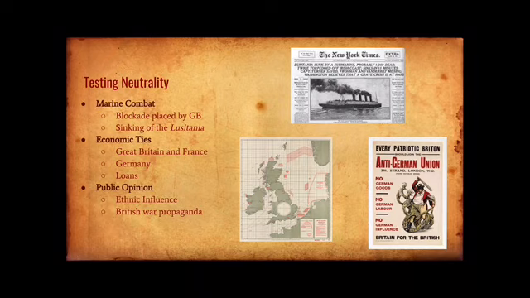And Germany didn't really like this, so they sank 2 more ships. And Wilson eventually threatened to cut off all diplomatic ties with Germany, and they stopped because they did not want that to happen. Going on to economic ties, Great Britain and France were super strong in this time. They were helping each other out, making lots of money. And when the U.S. saw this, they wanted a part of it.